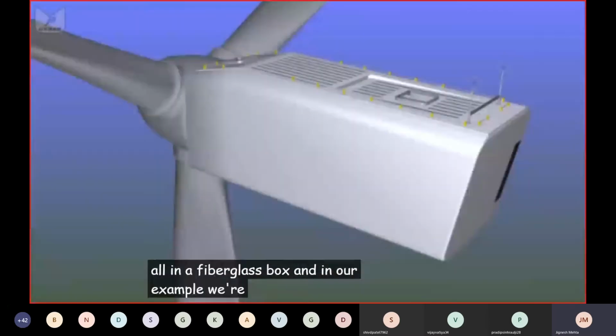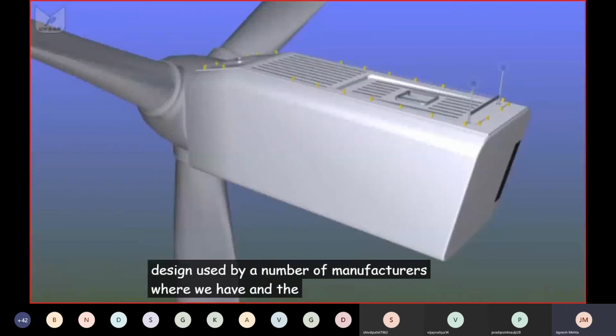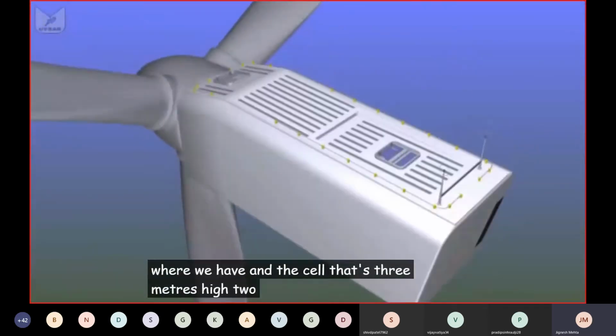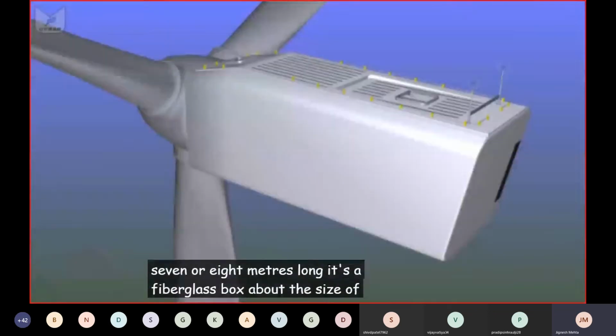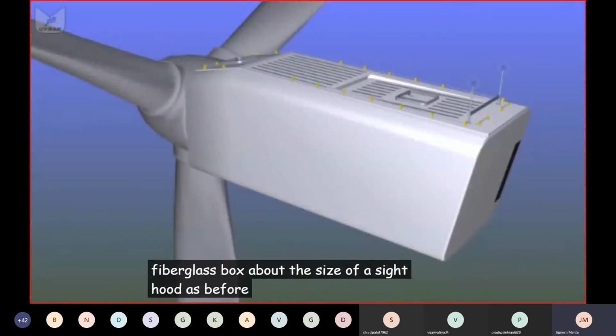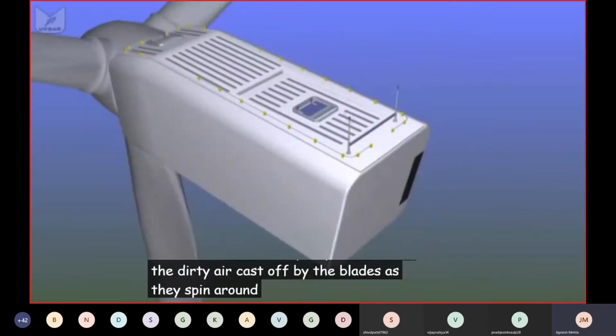And in our example, we're looking at a typical design used by a number of manufacturers where we have a nacelle that's 3 meters high, 2.5 meters wide, 7 or 8 meters long. It's a fiberglass box about the size of a site hut. As before, we have our wind sensors on the roof as far away as possible from the dirty air cast off by the blades as they spin round.